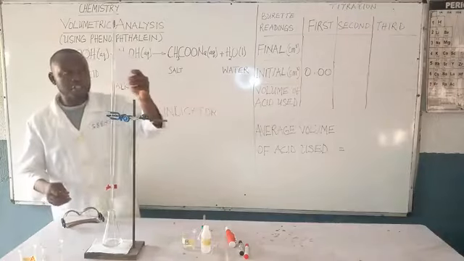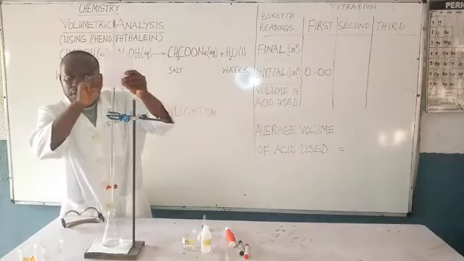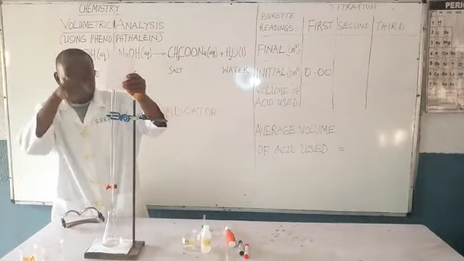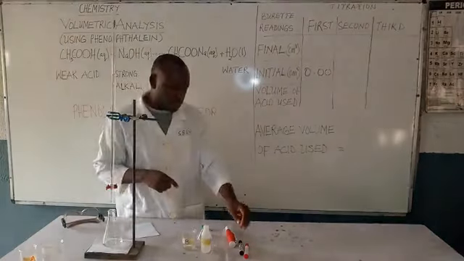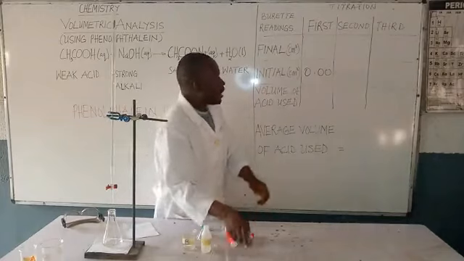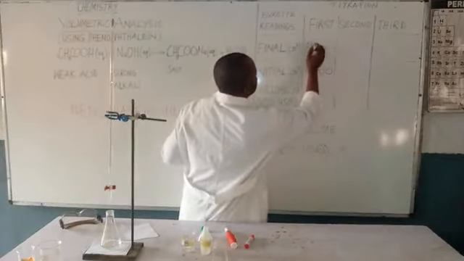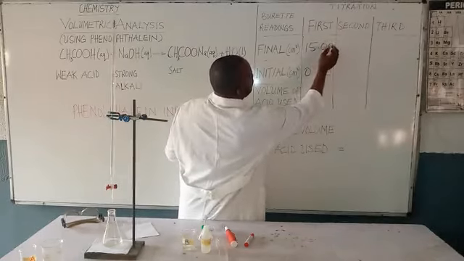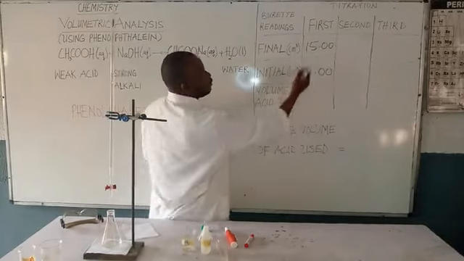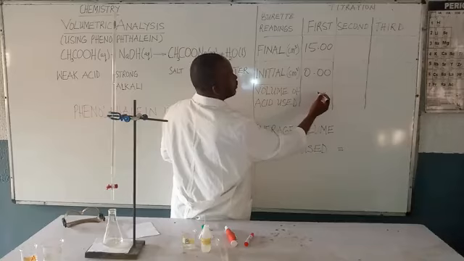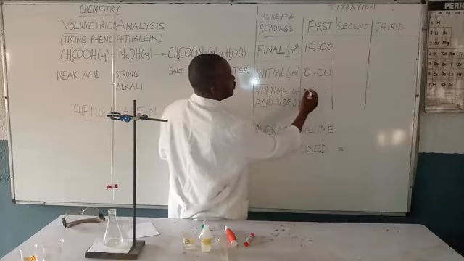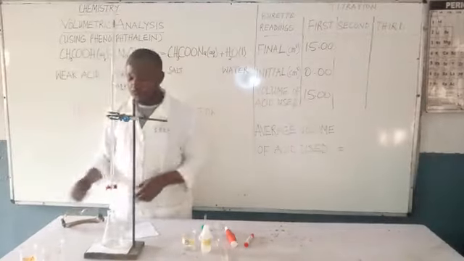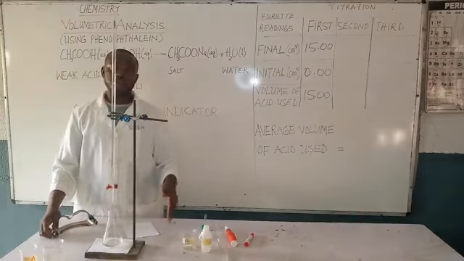Here, I'll place this paper here, and from what I'm seeing, I'm seeing 15.00. Remember, you take the reading of the lower meniscus. So I'm going to go back to the table and then write final reading 15.00. Now I'm going to subtract 15.00 minus 0.00 to get the volume of acid used. So I have 15.00. That is the volume of acid used in this first titration.